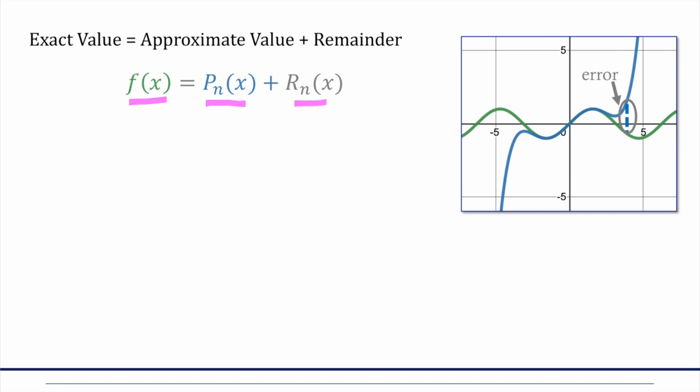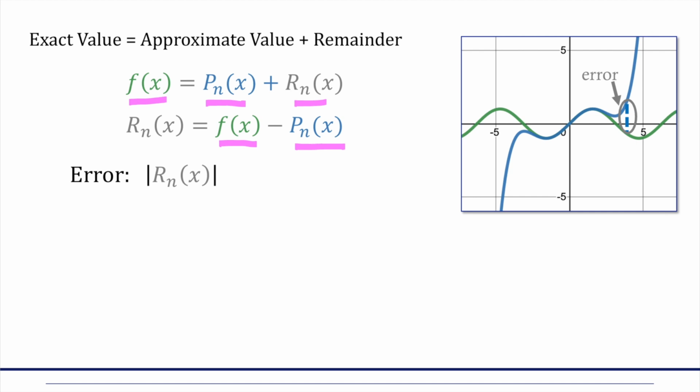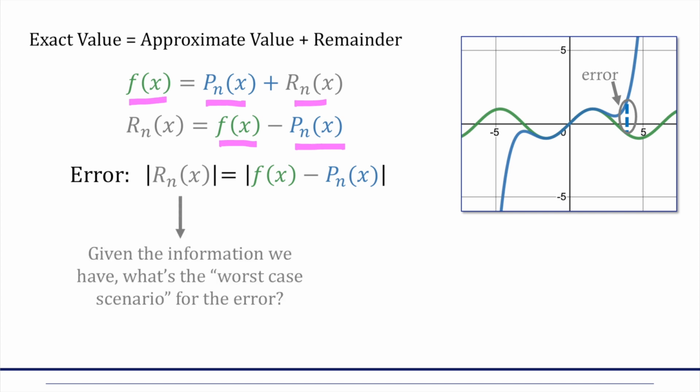Now we could solve for the remainder by rearranging this a little bit, and the remainder is the function minus the polynomial. We're interested in the absolute value of the remainder, the distance from the function to the polynomial. So the question is, what is the worst case scenario for the error?